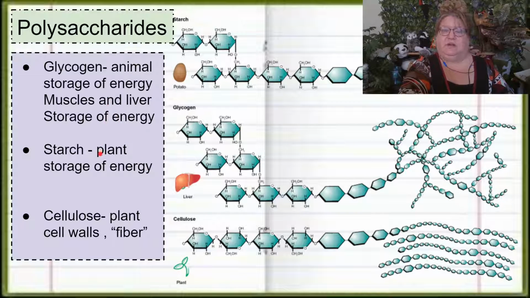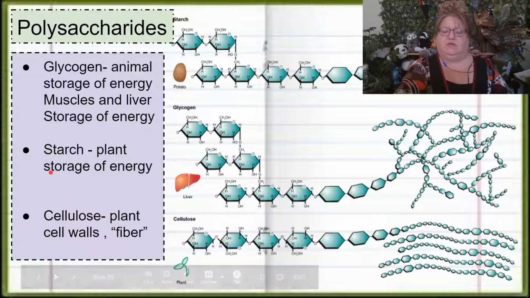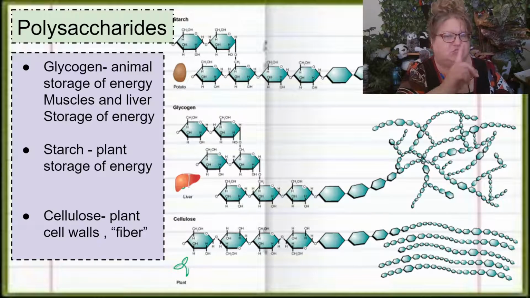So both of these are polysaccharides, and then the last one, cellulose, is also a polysaccharide. It's a little different because it's not really used for energy. It's used to make the plant cell walls, and we know that as fiber. So those are the polysaccharides. Most of them deal with energy, except for cellulose. The longer chains are just more for storing energy, but they're not the best one for storing energy.